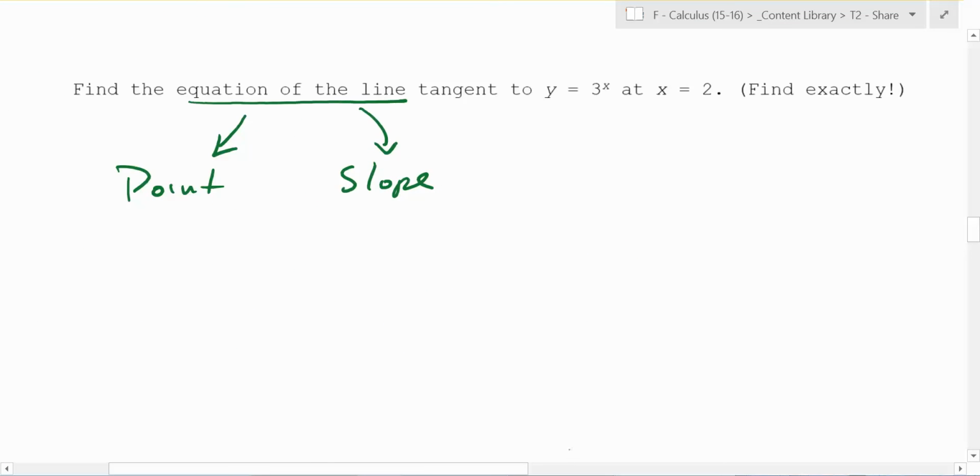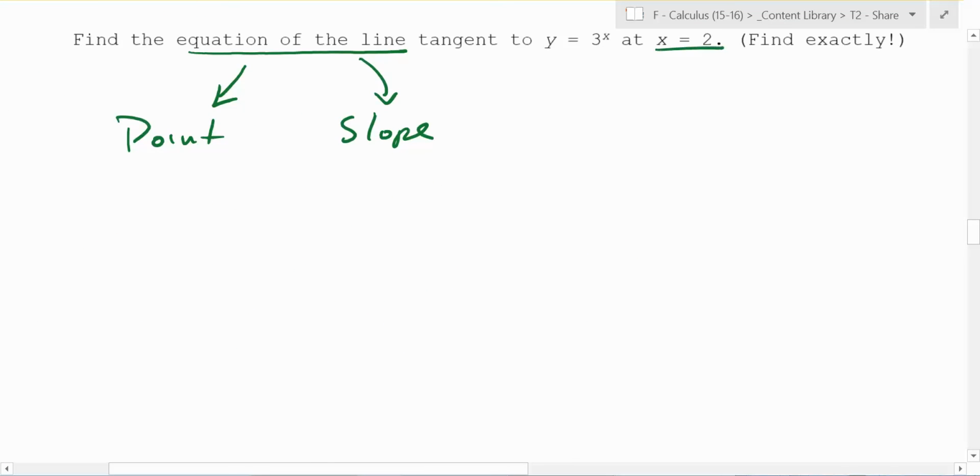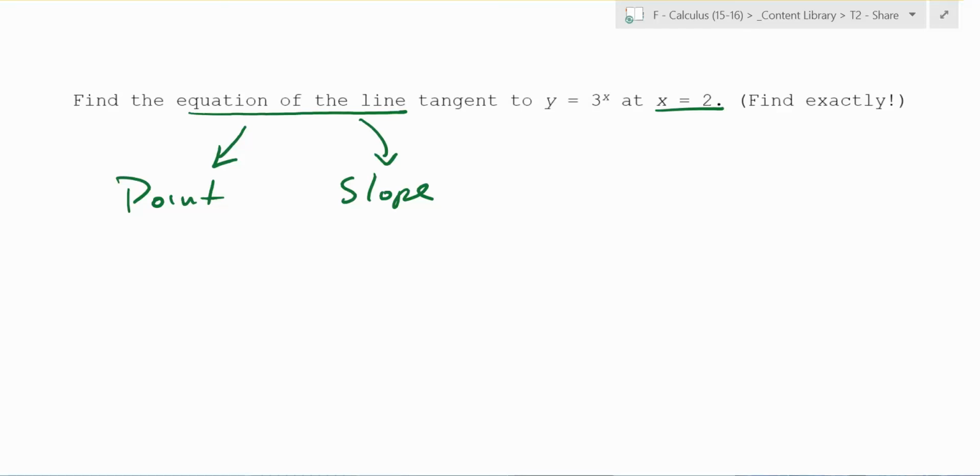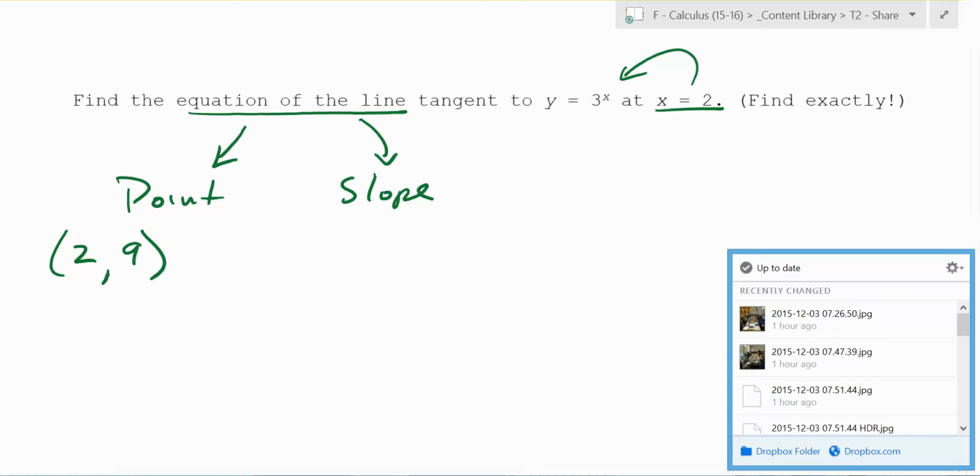Is it long? The slope. Do we know part of the point? What do we know about the point? What does it give us? It gives us the x value of 2. How do you find the y value? What's the y value going to be? 9. Do we have the point already? We do. Very exciting.